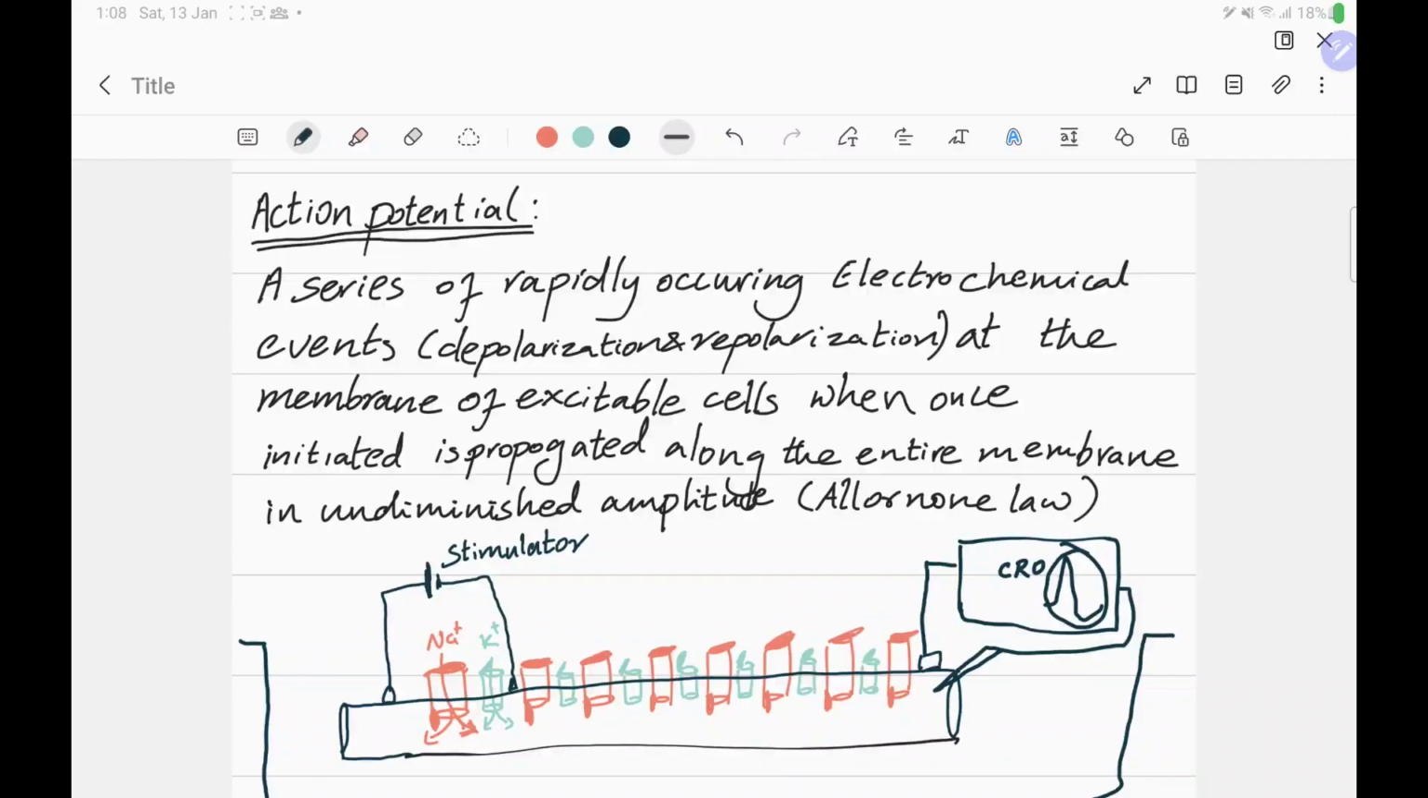Welcome back. Let's continue with our next topic, which is action potential. So what is action potential? Well, if we look at the definition, this is quite a comprehensive definition. It's a little large, but it tells you a lot about action potential, and I believe this is the best definition that you can think of and write about in the exam.